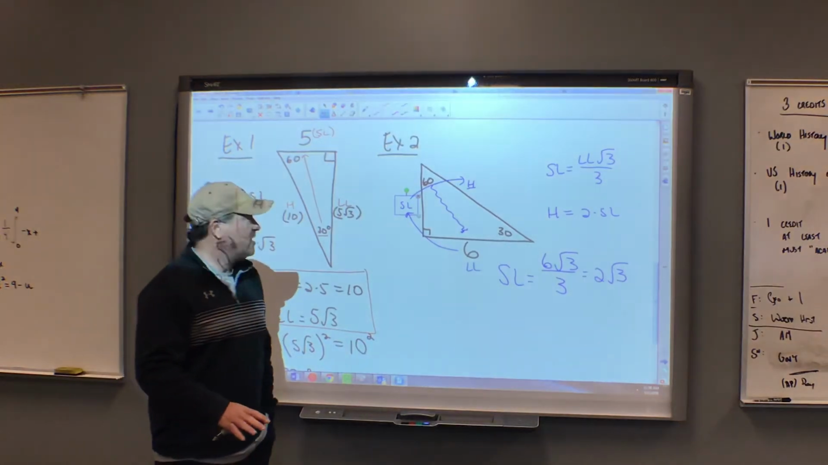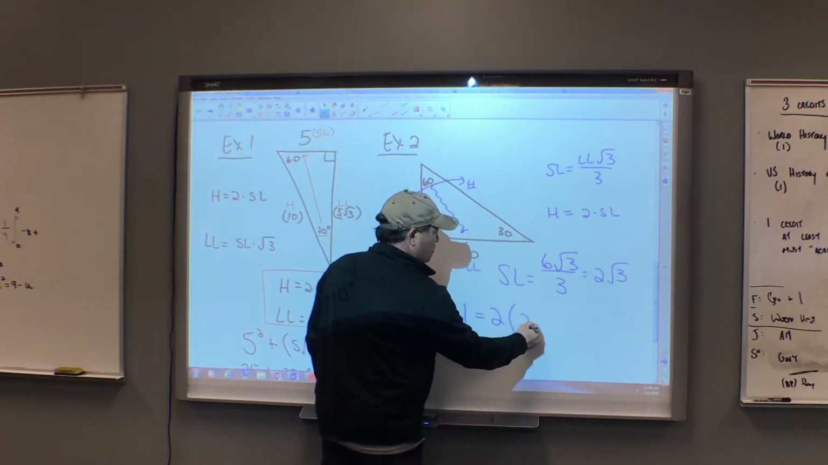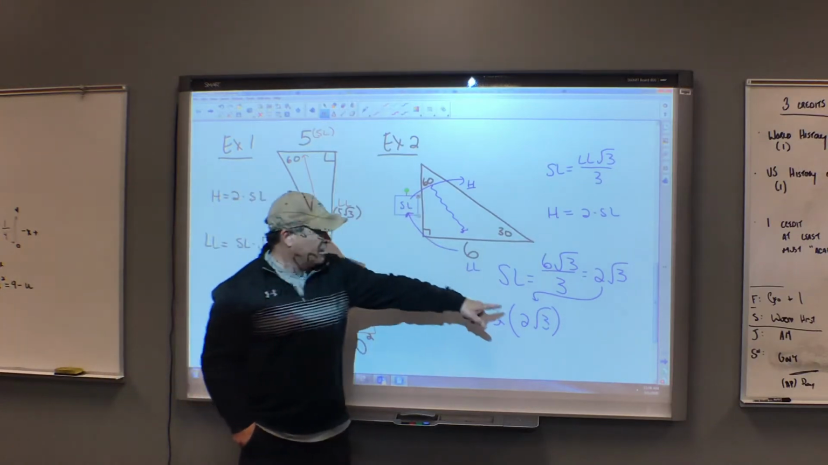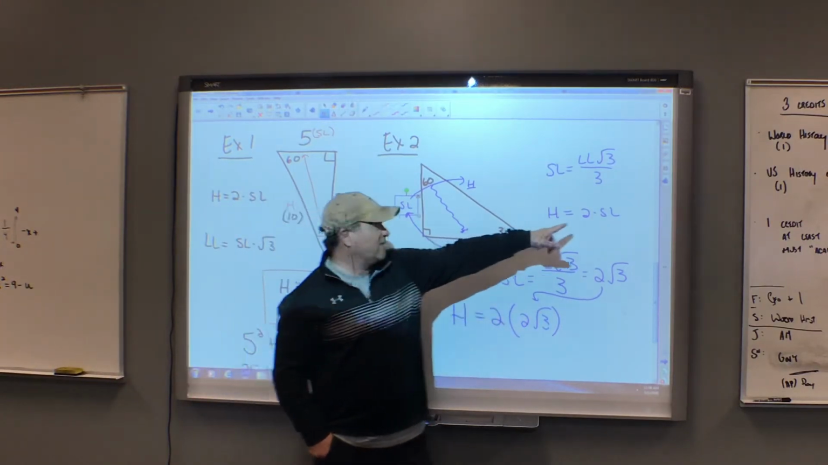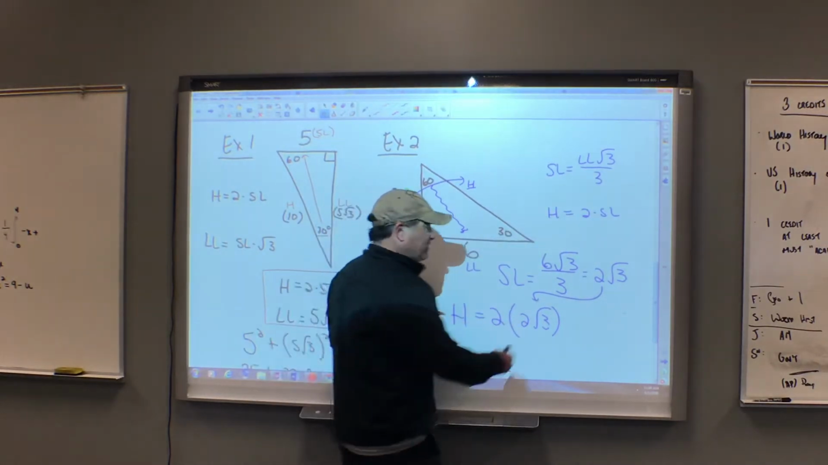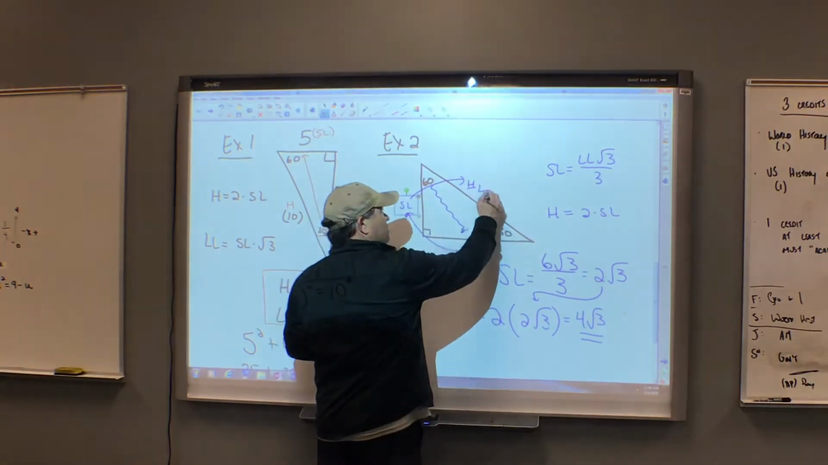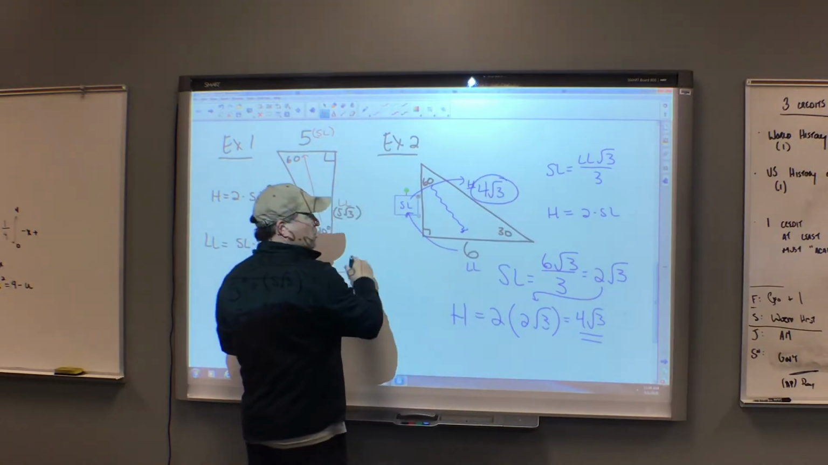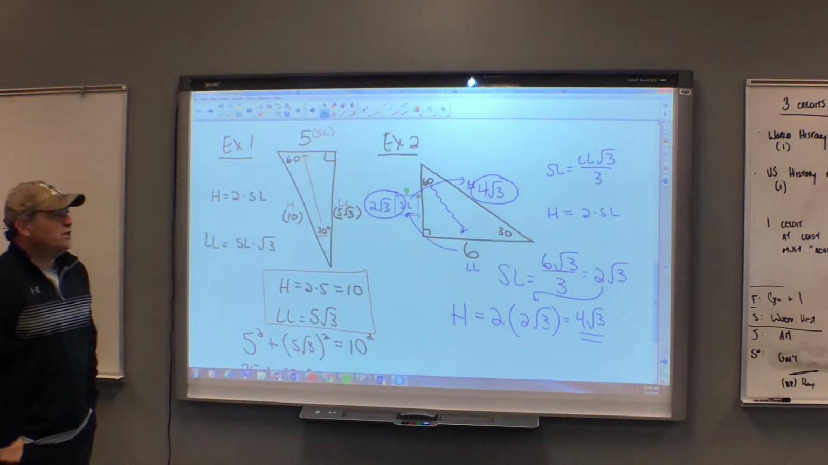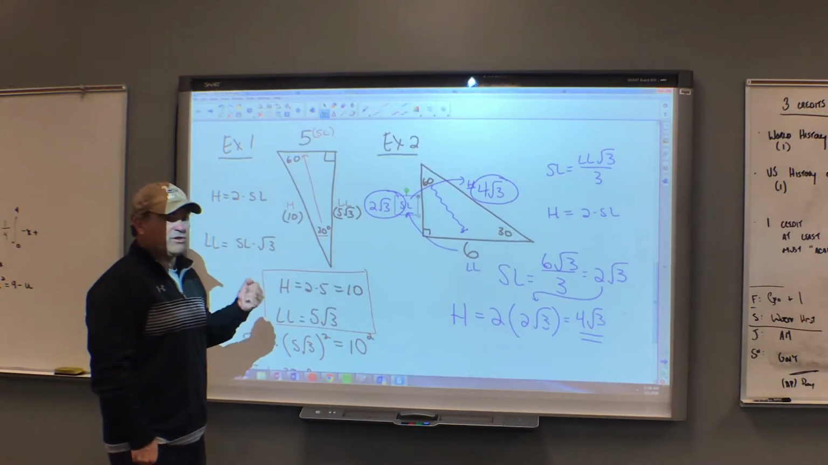Done. Okay, now the short leg is the key, because the hypotenuse is 2 times the short leg, and the short leg was 2 root 3, so I took that short leg, dropped it in place of SL, right there, 2SL. Okay, well, 2 times 2 root 3, well, I can multiply the things on the outside, and I can say, hey, that's 4 root 3. So the hypotenuse is 4 root 3, the short leg is 2 root 3, and there we go. Two very similar but different examples, just depending on which piece you're given to start with.